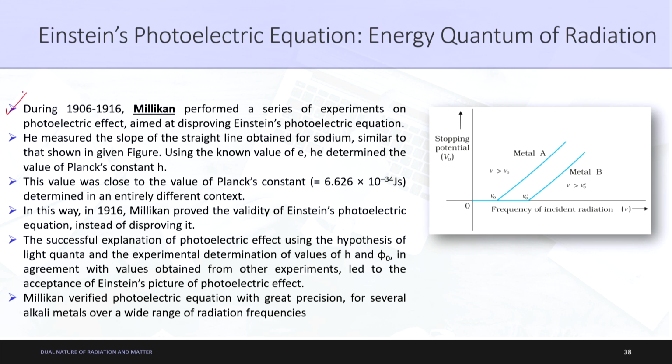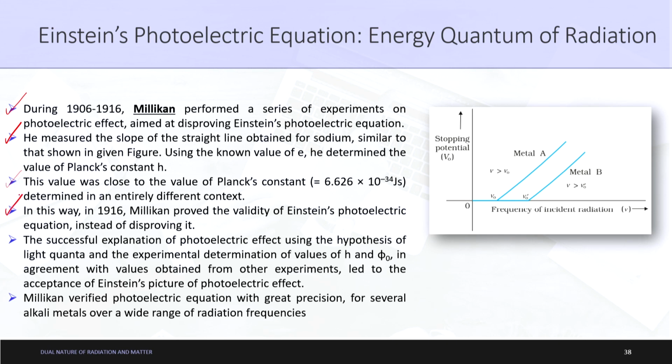So, let us see what is written here. He measured the slope of the straight line obtained for sodium, similar to that shown in the given figure. Using the known value of E, he determined the value of Planck's constant h. This value was close to Planck's constant, approximately 6.626 into 10 to the power minus 34 joule second, determined in an entirely different context. In this way, in 1916, Millikan proved the validity of Einstein's photoelectric equation instead of disproving it.